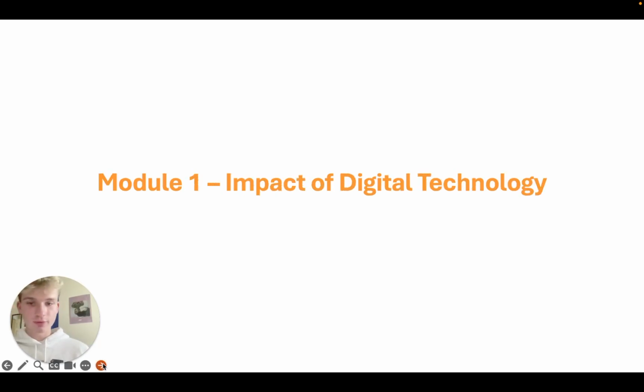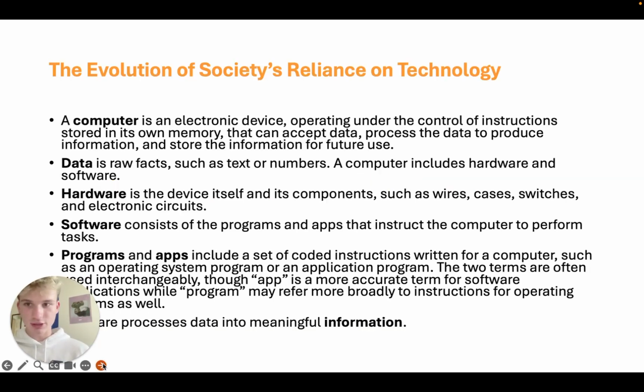So in the first module, we learned the impact of digital technology. We learned about what a computer was, and about data, hardware, software, programs, and apps. We learned that a computer is an electronic device operating under the control of instructions stored in its own memory.